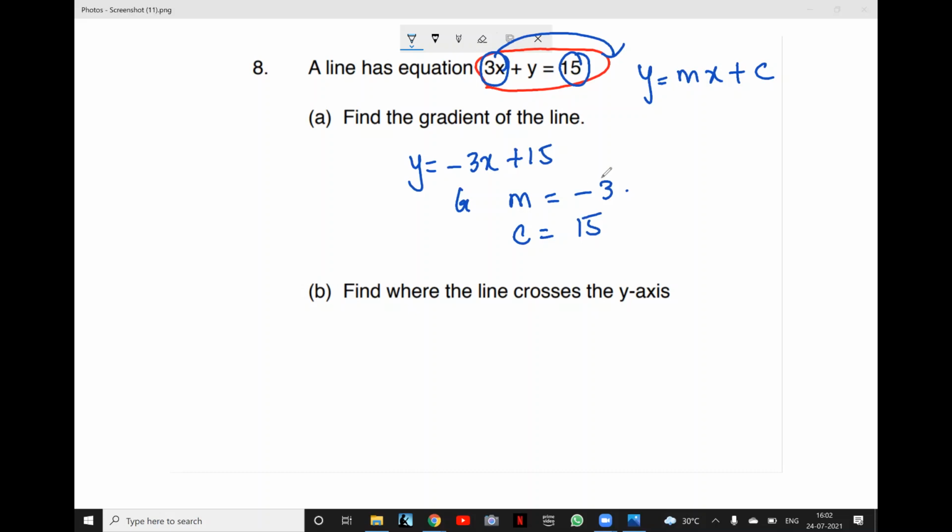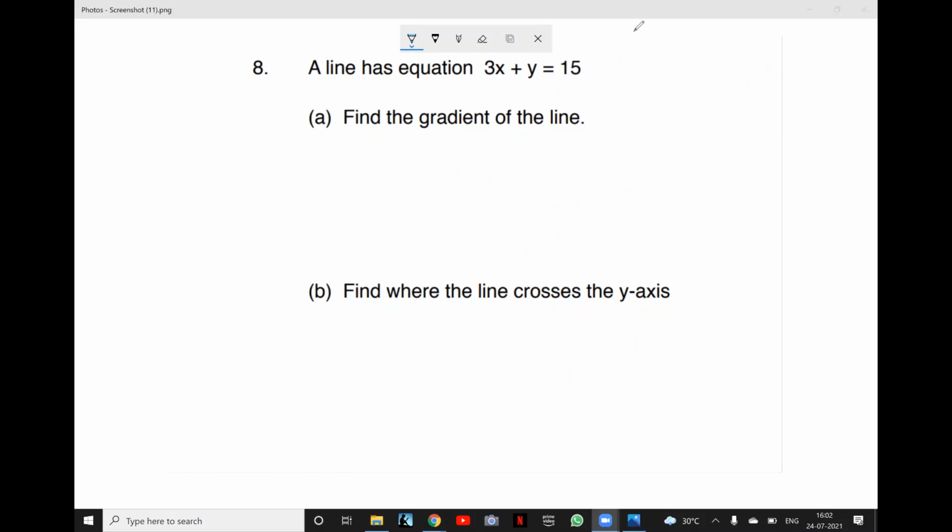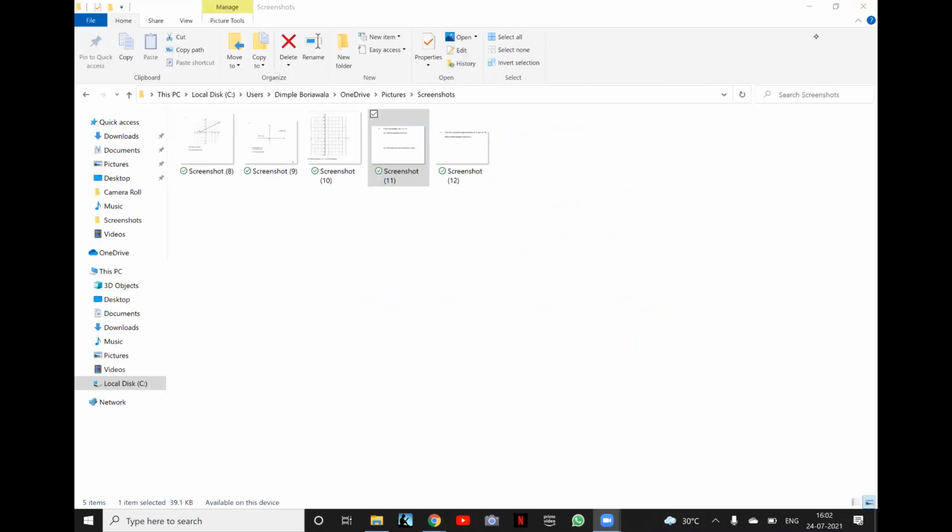So they have said find where the line crosses the y-axis. They are talking about the y-intercept. So it will be 0, 15. Correct? Let us take another sum, which will still be clearing your concept.